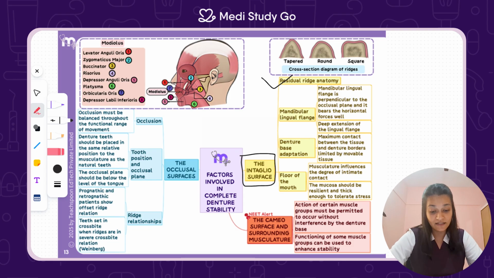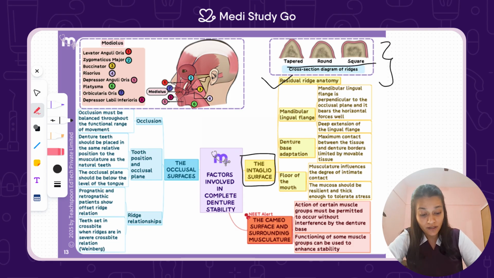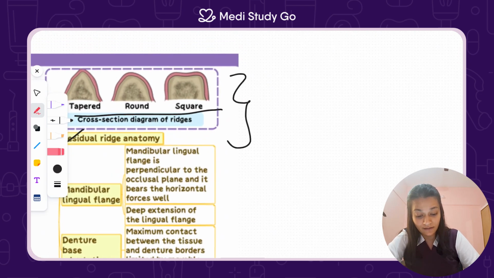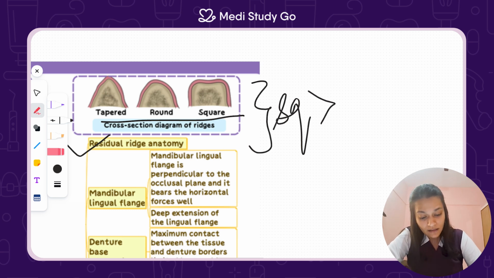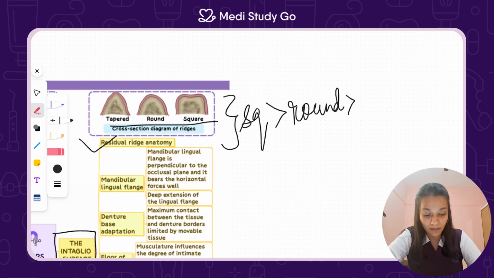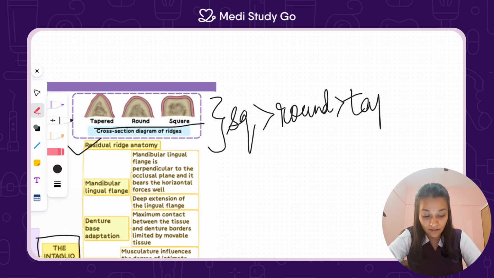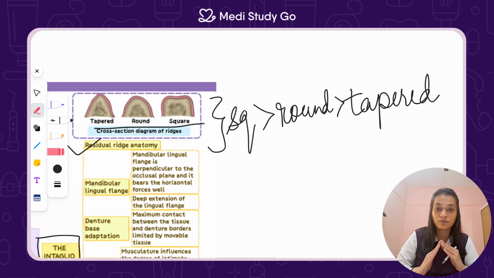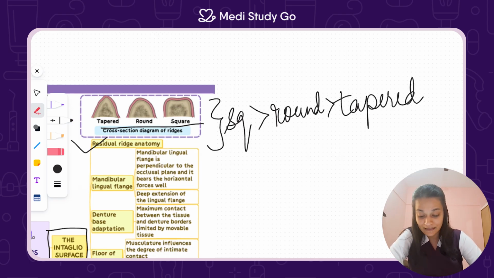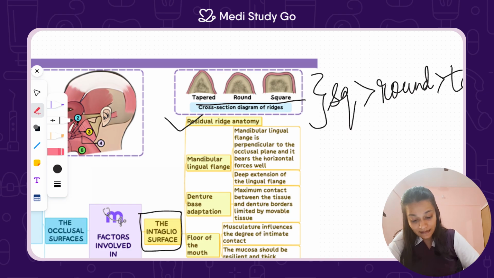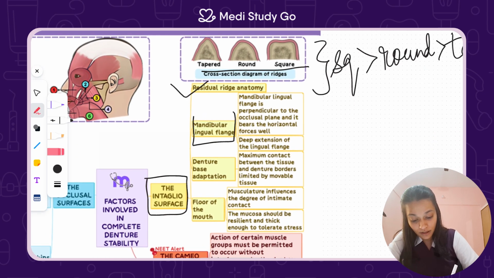Talking about the residual ridge anatomy and how it affects the stability. So if we have to take this into consideration, then the square, because it has the broadest surface, will offer excellent stability, round will offer moderate stability, and the least would be given by tapered. Now because we know that on the crest it's going to be really pointy, and hence tapered will not offer that stability.